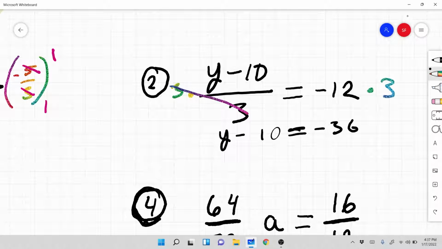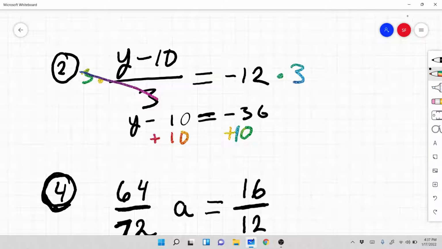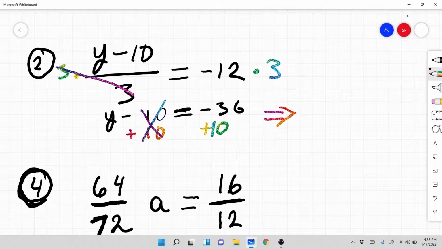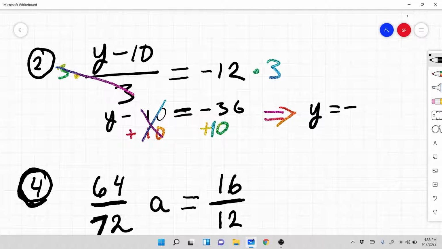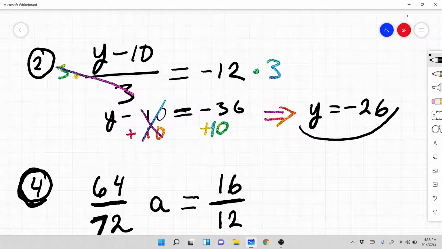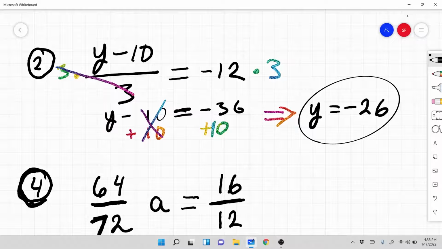And so how do we get rid of it? We add 10 to both sides. So we do plus 10 here, and if we do plus 10 here, we've got to do plus 10 here. Oops, not plus 0. That's not going to do anything, is it? So on this one, we have negative 36 plus 10. And so all that's left on the left side is the y, and I'm going to transfer this over this way. What's left on the left side is y equals negative 26. There we go. There's that one. Let's look at number 3.